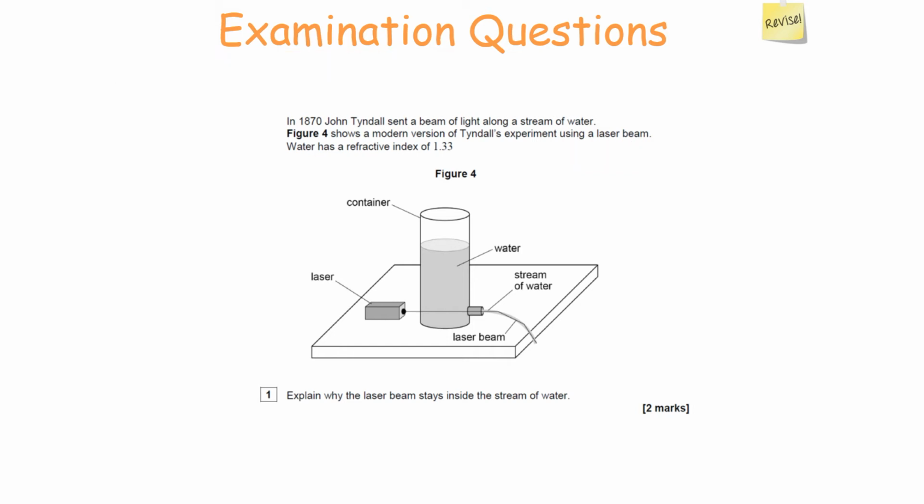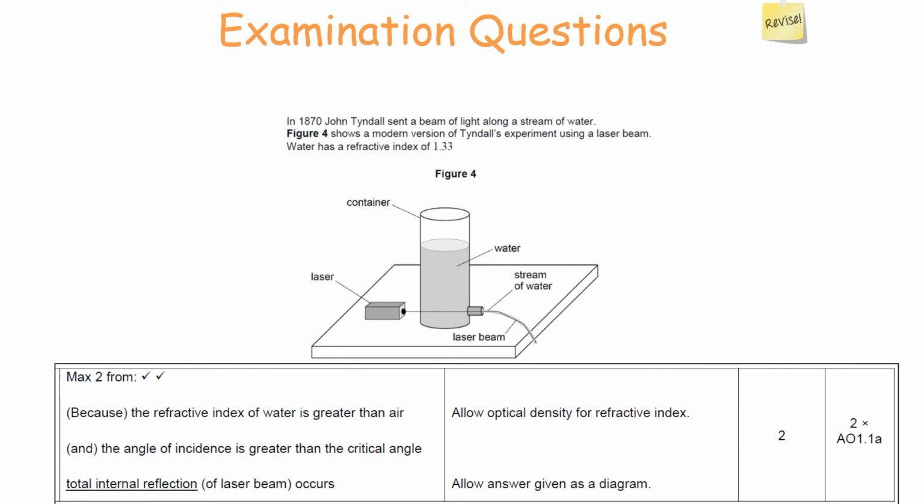Right, so you've been given the refractive index and you've got to understand why it stays inside the stream of water. Now it's going to stay inside the stream of water because it must be carrying out total internal reflection, which is what you'll get 1 of your marks for. Now the second thing you've got to talk about is why it carries out total internal reflection. Now the important thing to note is the refractive index of water is 1.33. We know the refractive index of air, which is what's surrounding water, is 1.